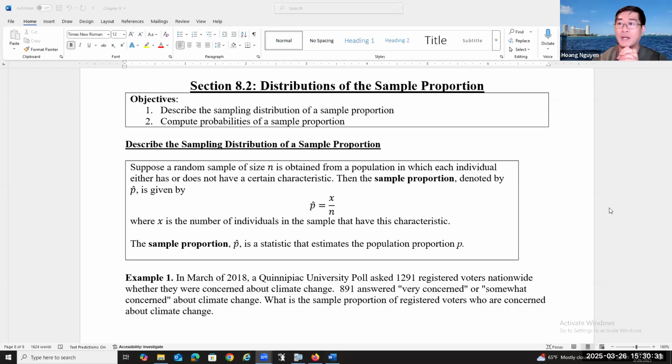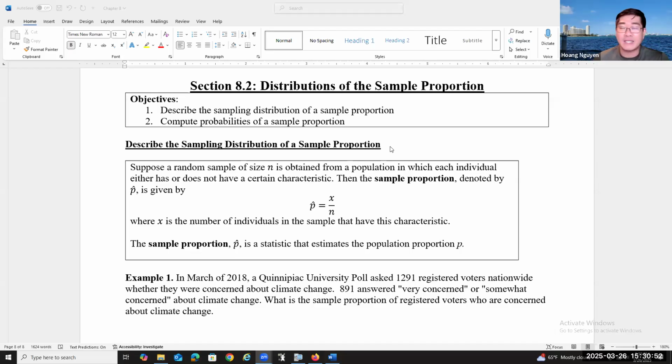So in this recording, we're going to take a look at section 8.2, distribution of the sample proportion. This is the idea for this recording: we're going to talk about what kind of distribution we have for the sample proportion. Describe the sampling distribution of the sample proportion.